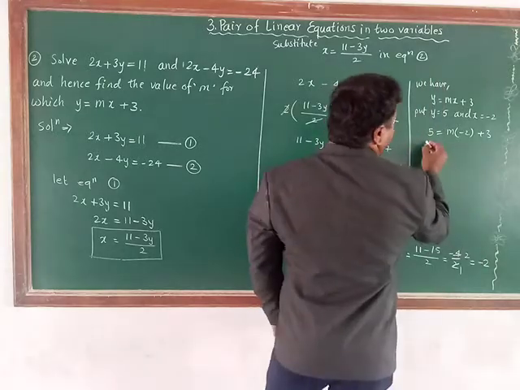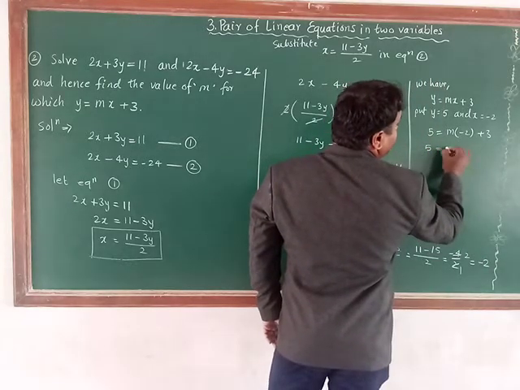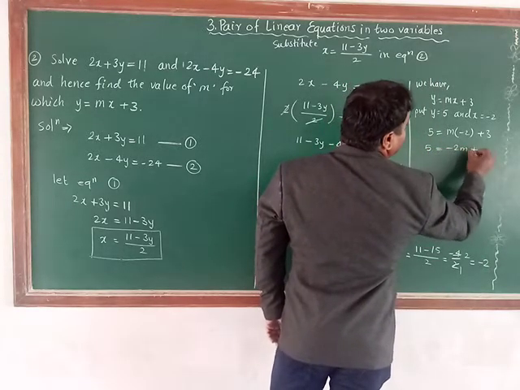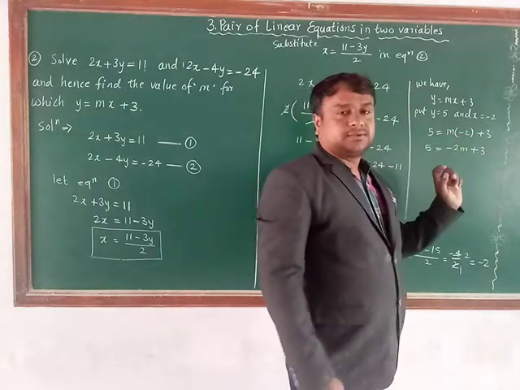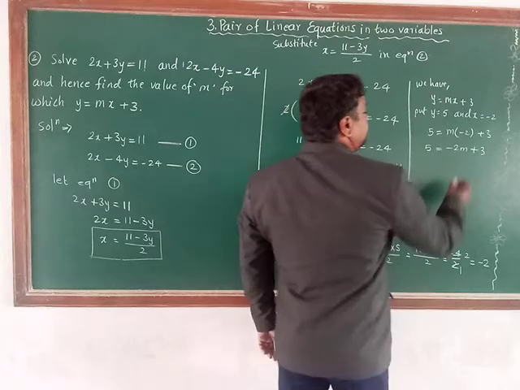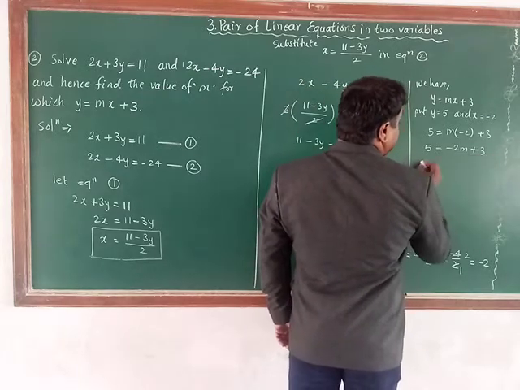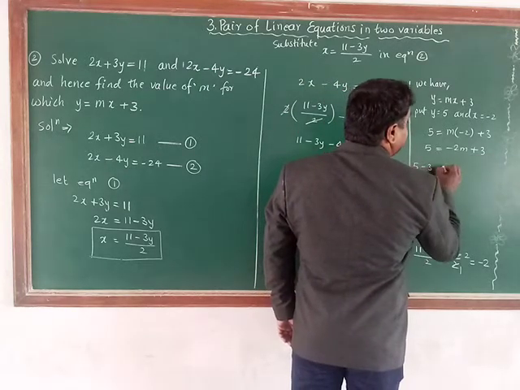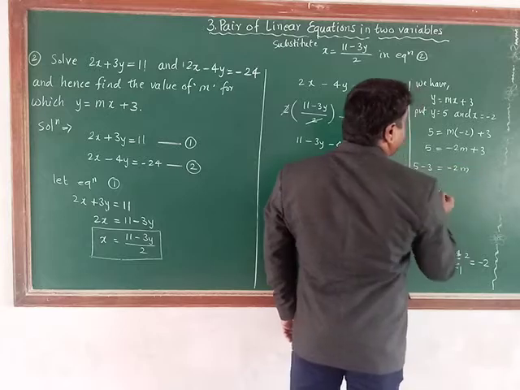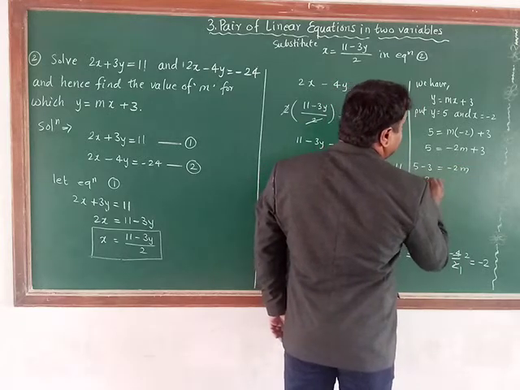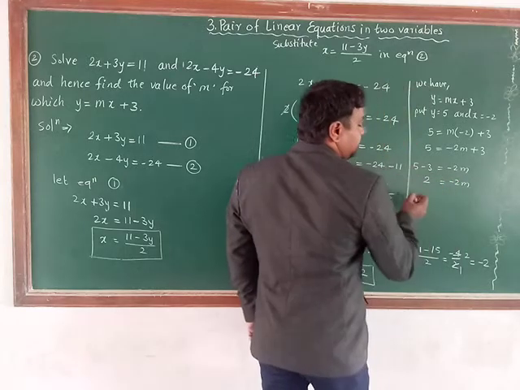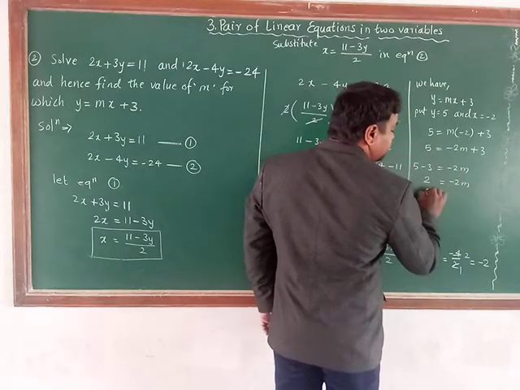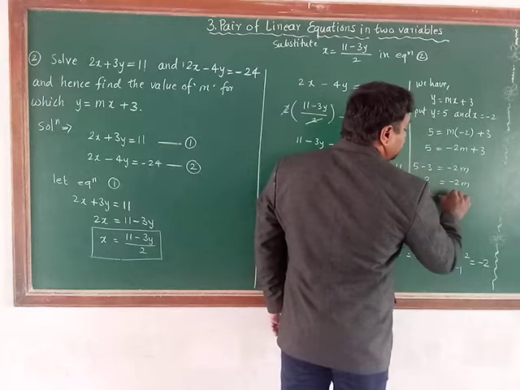So how can we write it? So 5 is equal to minus 2m plus 3 because I multiply over here m into minus 2. Here is the minus 2m. So 3 over here, 3 shifting on that side. So 5 minus 3 is equal to minus 2m. So 5 minus 3 is the 2, is equal to minus 2m. 2 is shifting on this side. So 2 upon minus 2 is equal to m.